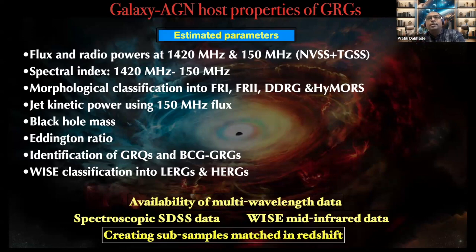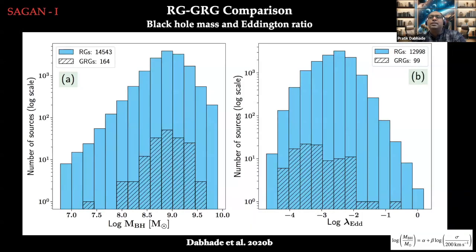Depending on the resolution of the radio data available, we can classify them into various radio categories like FR1, FR2, or the restarted ones or hybrid ones. We can estimate the time-averaged jet kinetic power, how powerful these jets possibly are, and then the hardcore AGN properties like black hole mass, the Eddington ratio, the accretion rate, and whether the AGNs are high excitation or low excitation. All that was possible with SDSS and WISE data. That is what we tried to do. So I'll quickly show you some of the results.